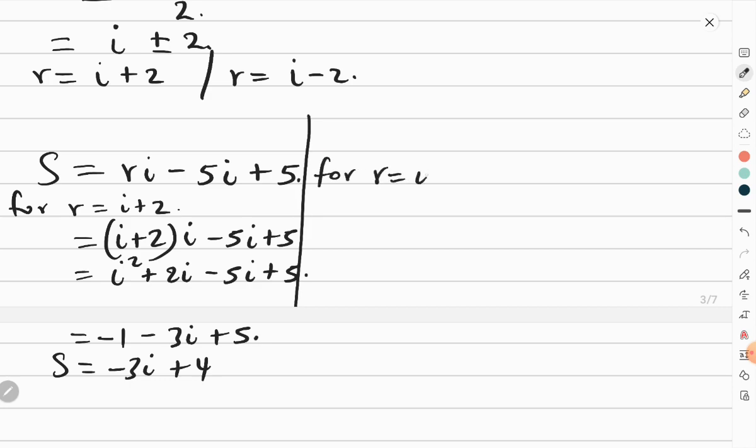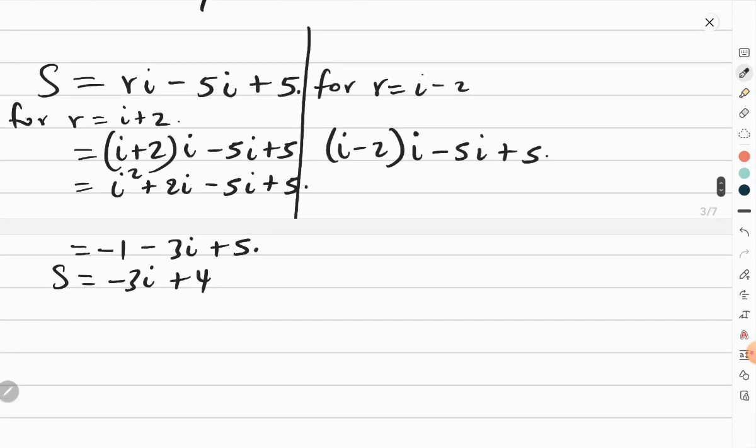Then you can see that now for r, which is equal to i minus 2, we're going to find the values of x here. We're going to say, okay, we have i minus 2, then multiplied by i, we're substituting over there, then minus 5i, then plus 5. Then simplifying, i times i is i squared, then minus 2i, then minus 5i plus 5.